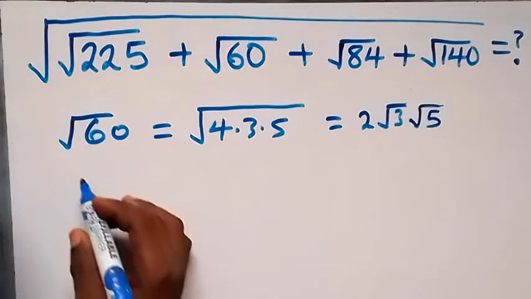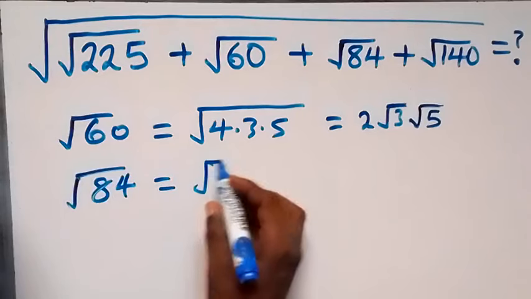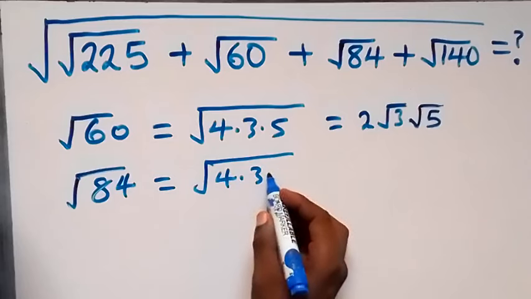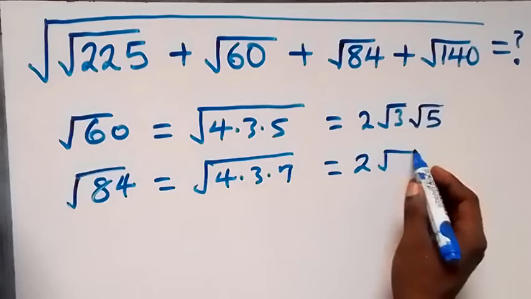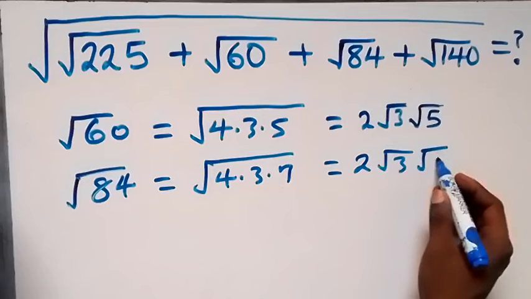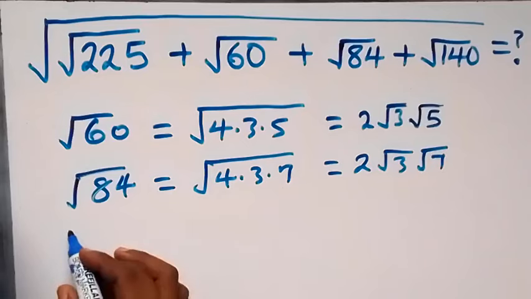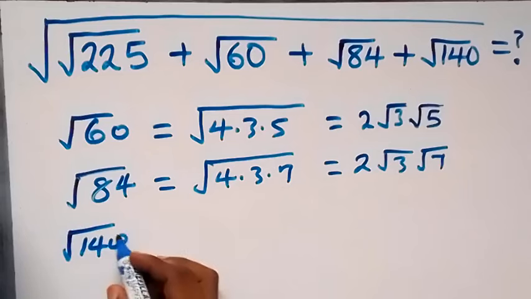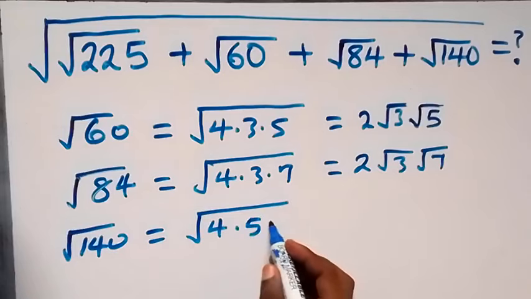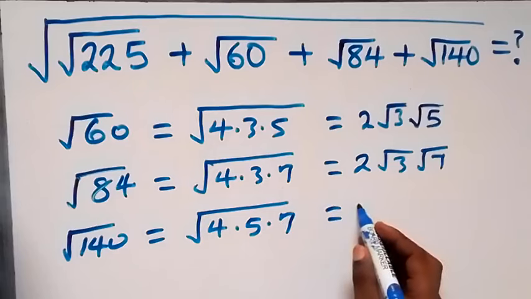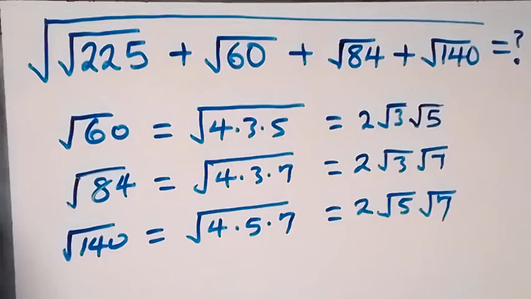Then also, we can write root 84 as root 4 times 3 times 7. And from here as well, this will be 2 root 3 times root 7. And in the same way, we can also write root 140 as root 4 times 5 times 7, and this gives us 2 root 5 times root 7.